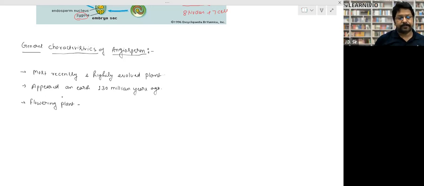Flowering plants are found in all kind of environment. When I say all kind of environment, they are found in the ice, they are found in the aquatic region, everywhere where the plant can be possible. They are found because they are the most advanced one, right?